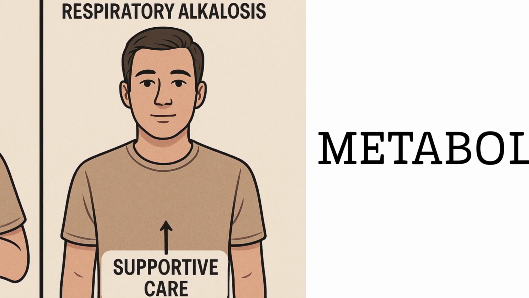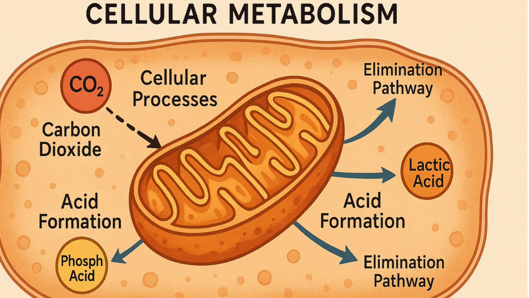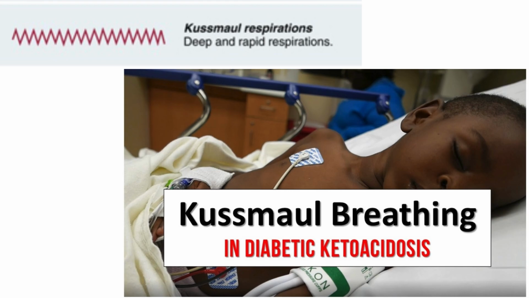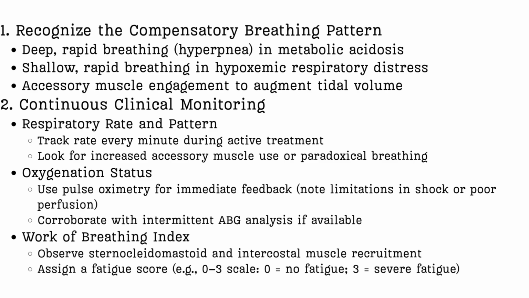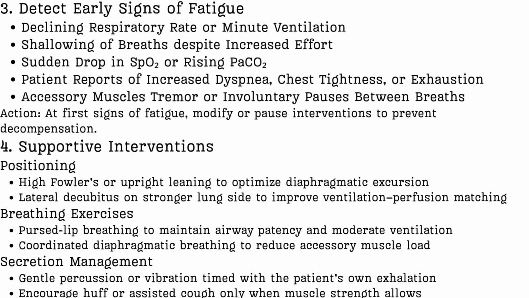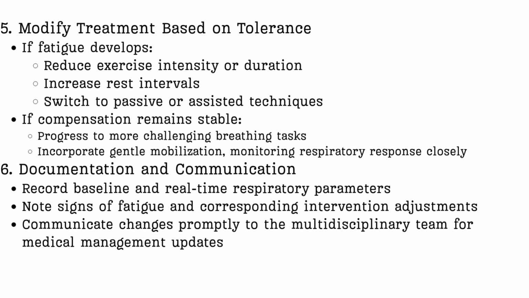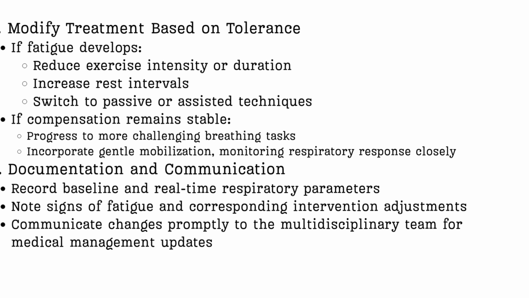Support it instead. Metabolic acidosis, pH below 7.35 with bicarbonate below 22 milliequivalent per liter. The respiratory system attempts compensation through hyperventilation. You will see this as Kussmaul breathing. Support respiratory compensation while monitoring for respiratory muscle fatigue. These patients often have deep rapid breathing. Don't interfere with this compensatory mechanism, but be prepared to modify intervention if fatigue develops.